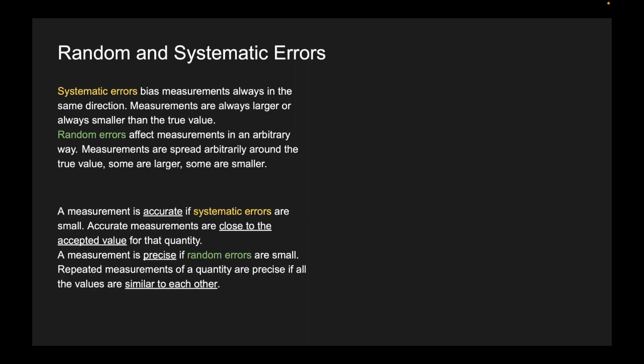There are also two other concepts that are important in making conclusions to the experiment: accuracy and precision. A measurement is accurate if systematic errors are small. Accurate measurements are close to the accepted value for that quantity. A measurement is precise if random errors are small. Repeated measurements of a quantity are precise if all the values are similar to each other.